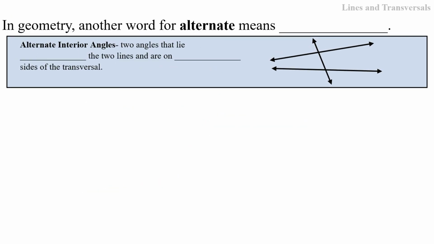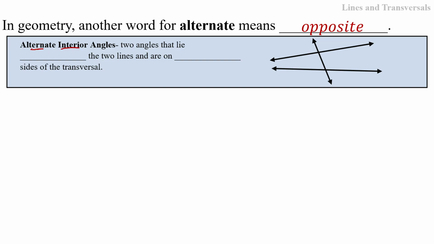Okay, in geometry, you're going to hear this word throughout this section a lot. Another word for alternate means opposite. Okay, opposite. So like the opposite of left is right, and the opposite of top is the bottom. Or you could do a combination, like the opposite of top right would be bottom left. Okay. So alternate interior angles. We already went over what interior kind of means inside, but alternate is going to be like opposite.